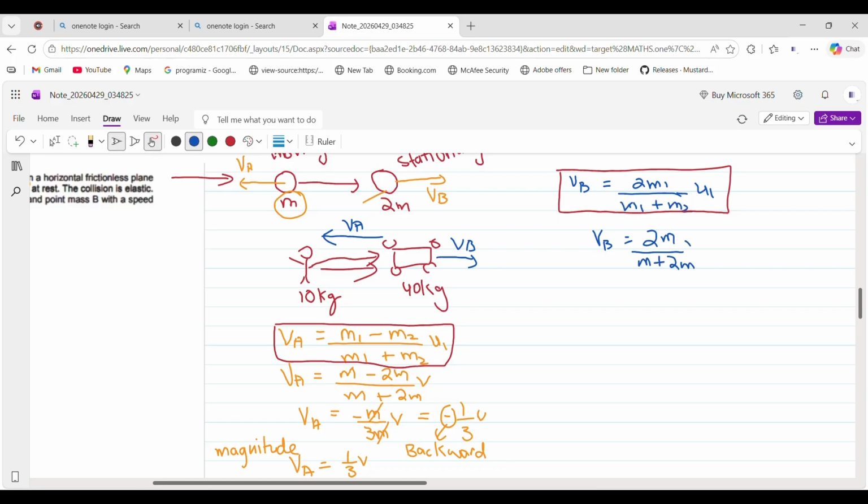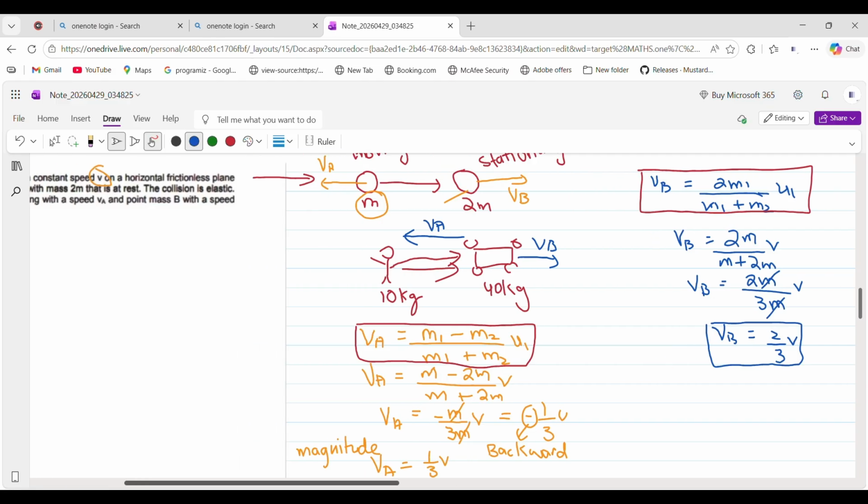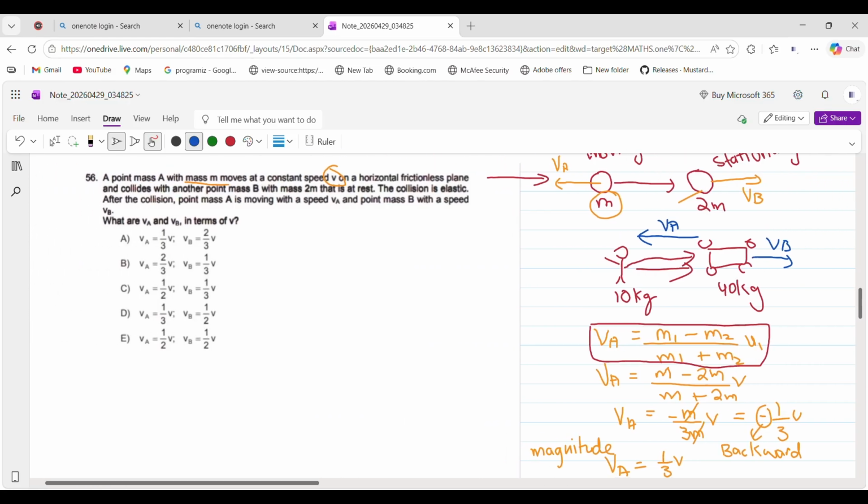We have already discussed about it now. So VB is equal to 2M divided by M plus 2M is 3M into V. M cancelled with this M. So our VB is plus 2 upon 3, which means again in the forward direction, and magnitude is 2 by 3V. Now VA is 1 by 3V and VB is 2 by 3V, which is again our option A. Yes, we have got our answer.